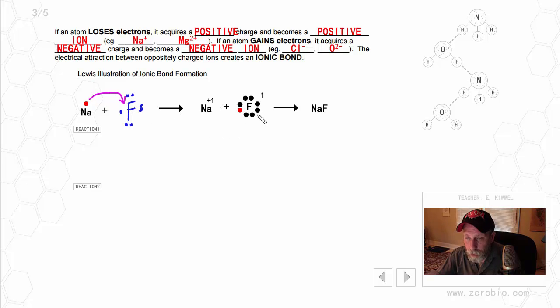By pulling the electron towards itself, sodium has lost that electron and is now a positive ion, +1 or just plus, doesn't matter if you write the 1 or not. This is a positive sodium ion, and fluorine has gained that electron right there. That's why I did it in red. It is now stable, it's got a stable octet, and it has a -1 charge. Now, I wrote the ones just to make it a little bit easier to visualize the size of the charge. Fluorine is stable because of this. It's become a fluoride ion.